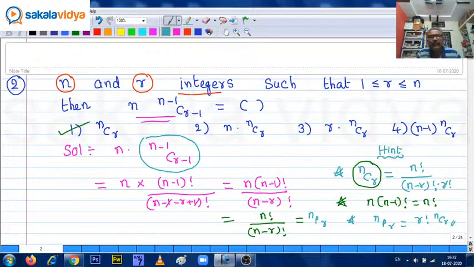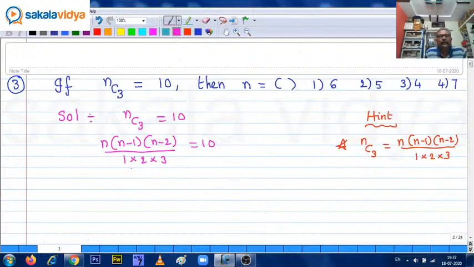This is actually n factorial by n minus r factorial is NPR. So the NCR equals to what? NPR by r factorial. So NPR is equal to r factorial into NCR. So that means here r factorial should be there. So third option is the right option. Exactly correct. Absolutely good observation.